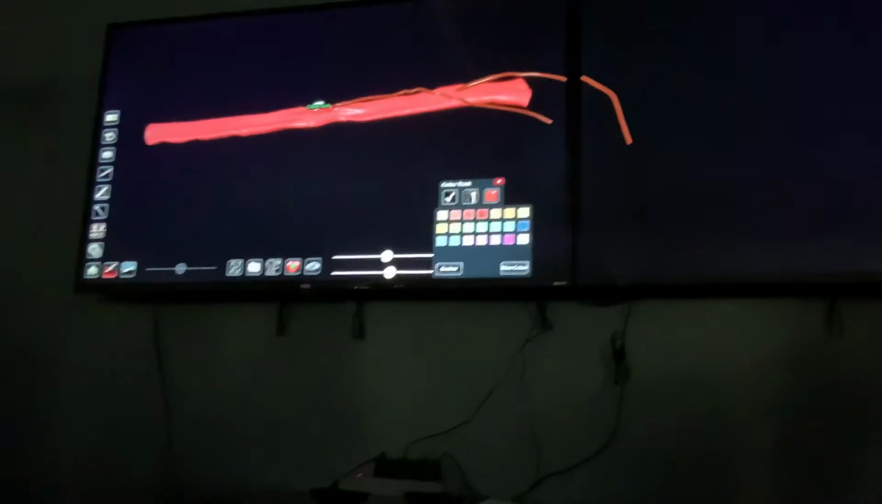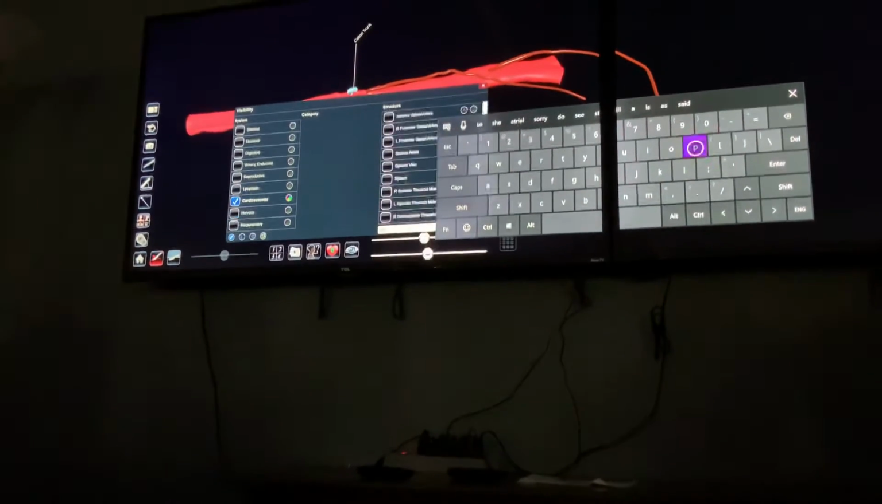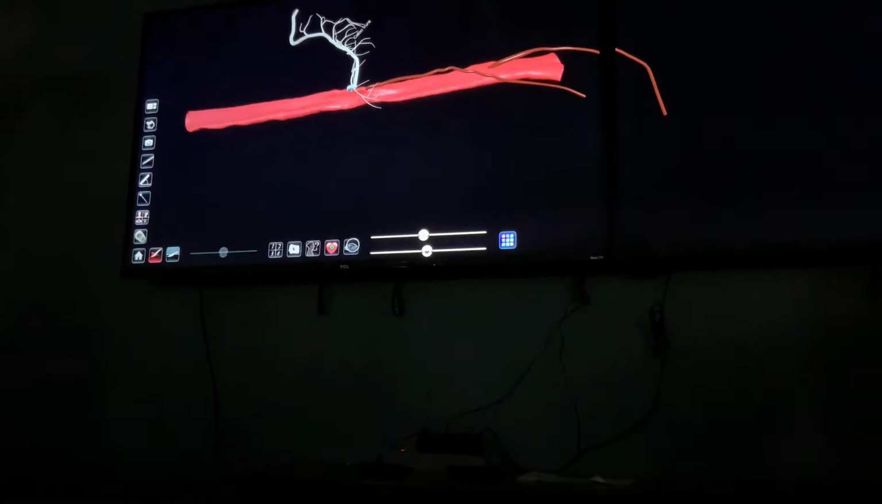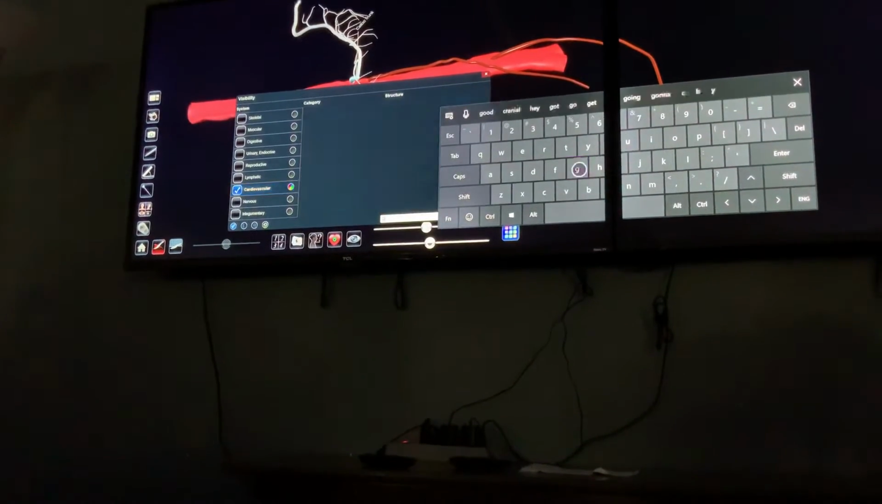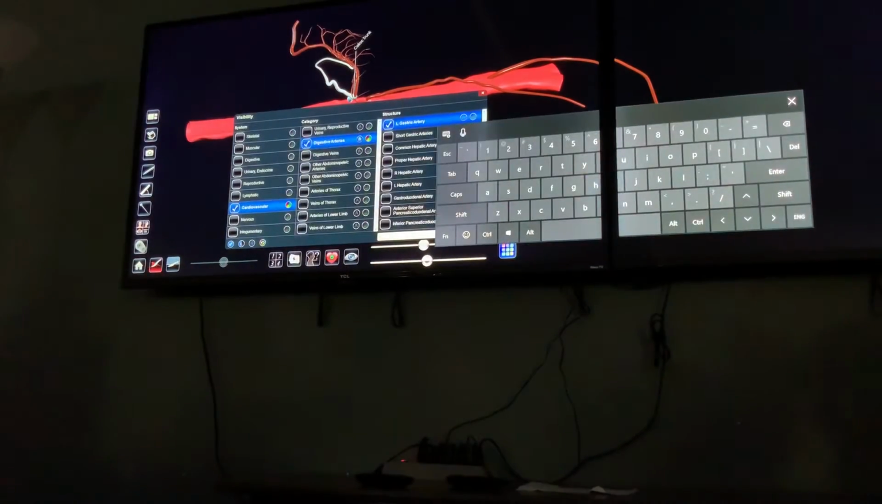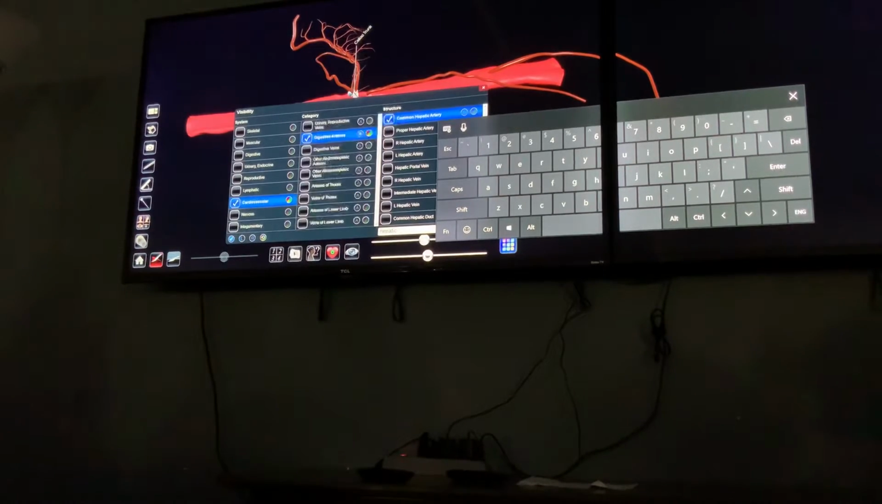Let's go ahead and give it a nice little color. And we'll go ahead and we'll tag it. And do you remember what our three branches that come off of that were? Left gastric, the splenic artery, and then our common hepatic artery, right? So we have them right through there.